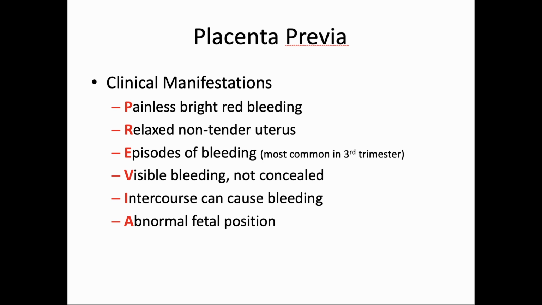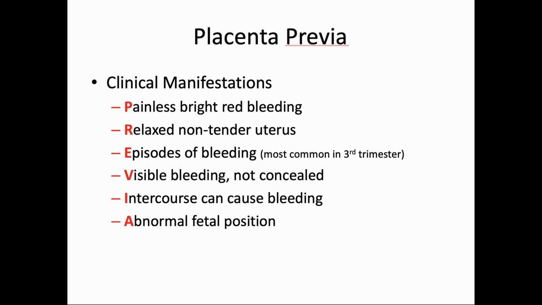Episodes of bleeding, especially in the third trimester, are when we're really going to start seeing them come in. The bleeding is visible, not concealed. Like I said, it's happening right at the cervix, so there's really nowhere for it to be concealed. It's coming out, so we'll get a pretty good idea of the amount of blood loss they have. It's not staying concealed in the uterus because it's happening right at the exit point.